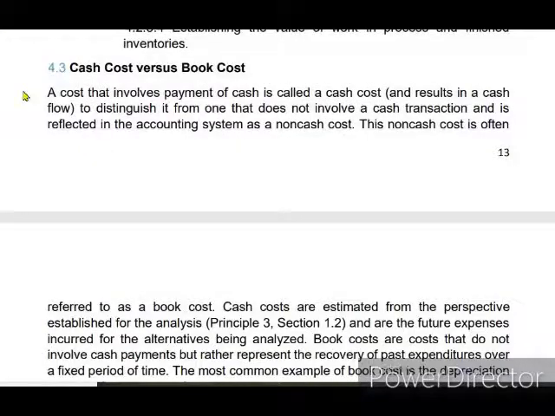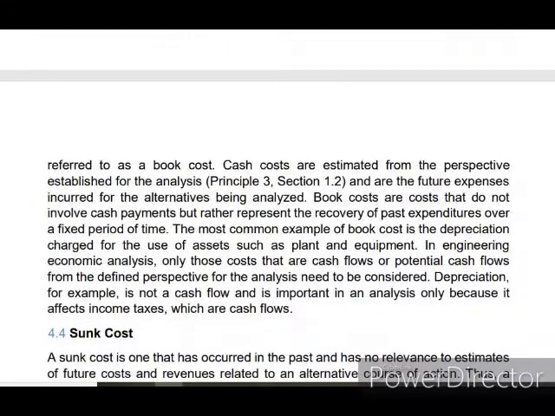Next, 4.3, cash cost versus book cost. A cost that involves payment of cash is called a cash cost and results in a cash flow, to distinguish it from one that does not involve a cash transaction and is reflected in the accounting system as a non-cash cost. So they are just antonyms. Cash cost is an antonym of the non-cash cost. This non-cash cost is often referred to as a book cost. So another term for non-cash cost is a book cost.